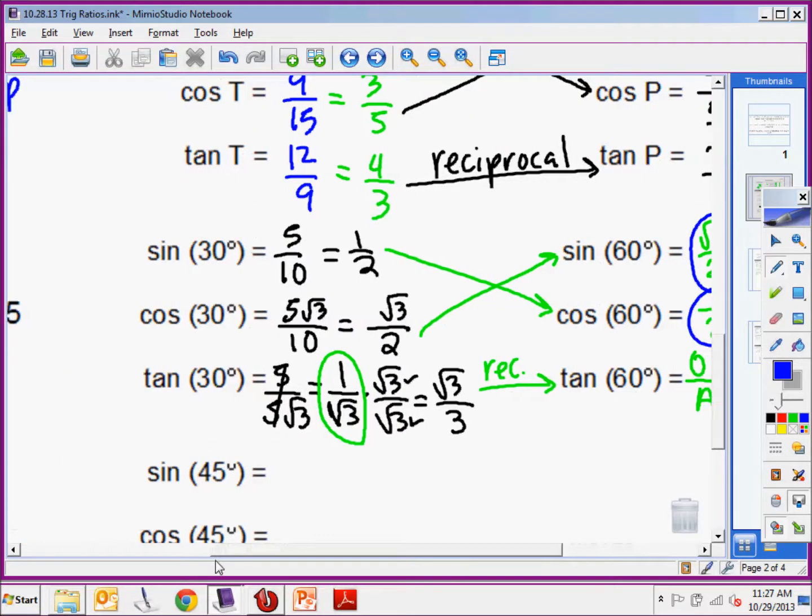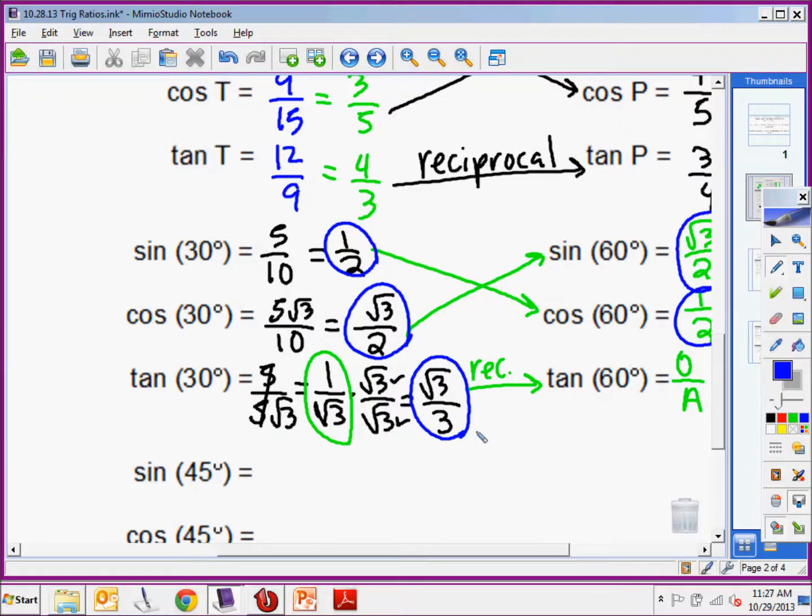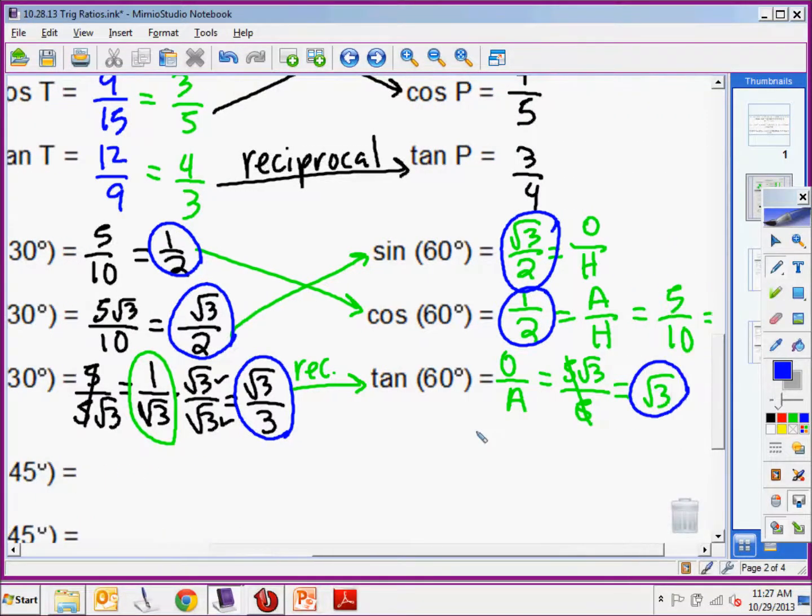So the sine of every 30 is 1/2, the cosine of every 30-degree angle is square root of 3 over 2, and the tangent of every 30 is square root of 3 over 3. If the problem is asking for exact value, these are the values you get. If the problem is asking for rounded values, then you can plug it into the calculator.